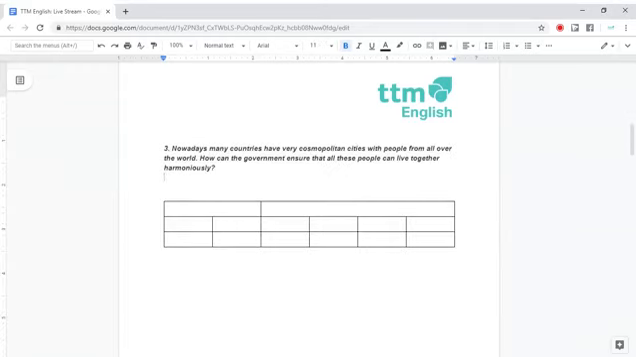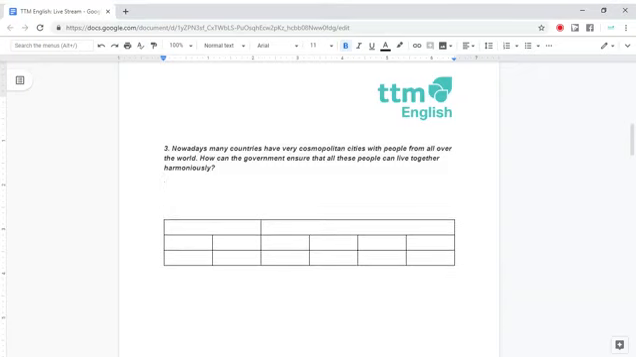Here's another example. Nowadays, many countries have very cosmopolitan cities with people from all over the world. How do we paraphrase this? Well, let's do a substitution for nowadays. So we say these days, comma, there, what do we need? Is or are? It's obviously is, isn't it? No, I'm just kidding. There are many countries. And now because we're bringing in a relative clause, we're not going to say that because countries are made of people. Well, no, we could say that actually. There are many countries that have very cosmopolitan cities. Okay, let's keep it simple.